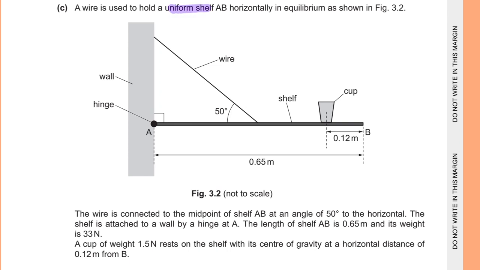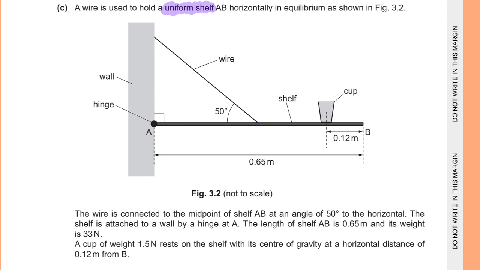What this means here is that because this shelf is uniform, its center of gravity is going to be right at the center of this object. So it's going to be at the geometric center, right? It's said that this wire is connected to the midpoint of shelf AB at an angle of 50 degrees to the horizontal. The shelf is attached to a wall by a hinge at A. The length of the shelf AB is 0.65 and its weight is 33.